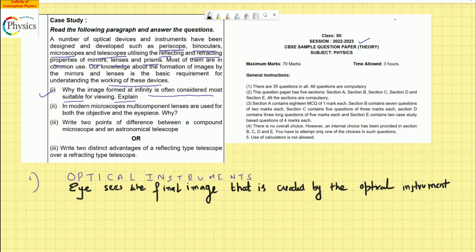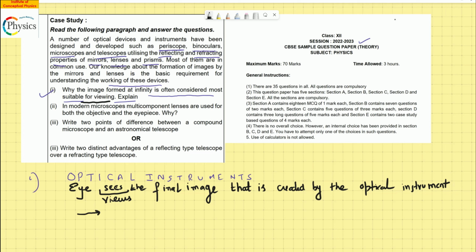And I will tell you why I mentioned the eye, because it says, why the image formed at infinity is the most suitable for viewing. Who views? The viewing is done by the eye, right? When I say sees, I mean view. Eye views the final image that is created by the optical instrument. Now, if you talk about viewing of an image, there are three situations.